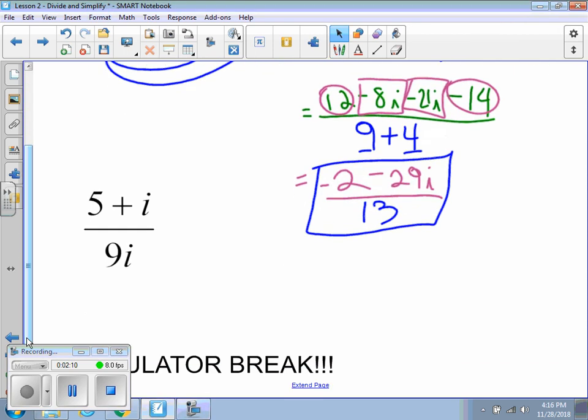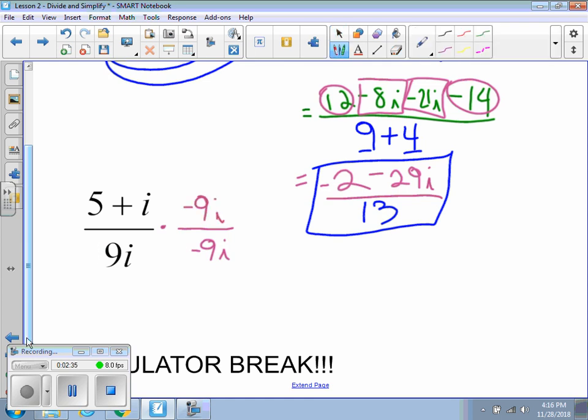Now on to our second question. Our second question says (5 plus i) over 9i. What's the conjugate of 9i? Well, it's actually negative 9i, because 9i is the same as 0 plus 9i, and our conjugate we know is just the change of that second sign, or middle sign, so it's just actually negative 9i.